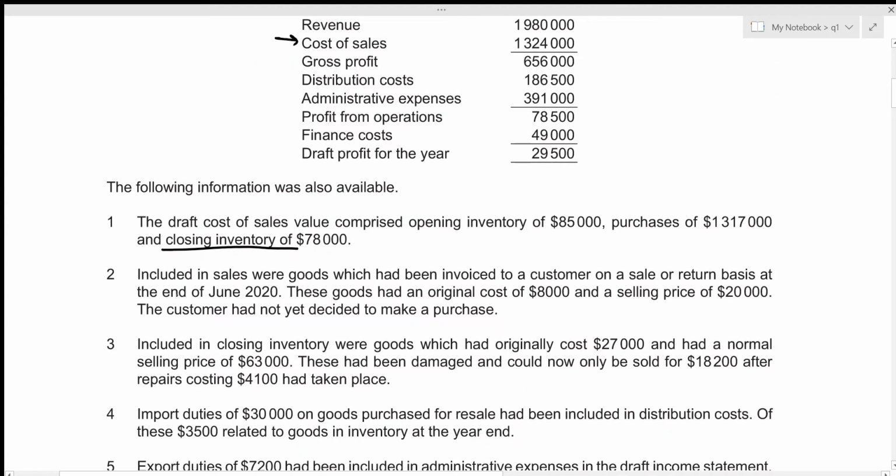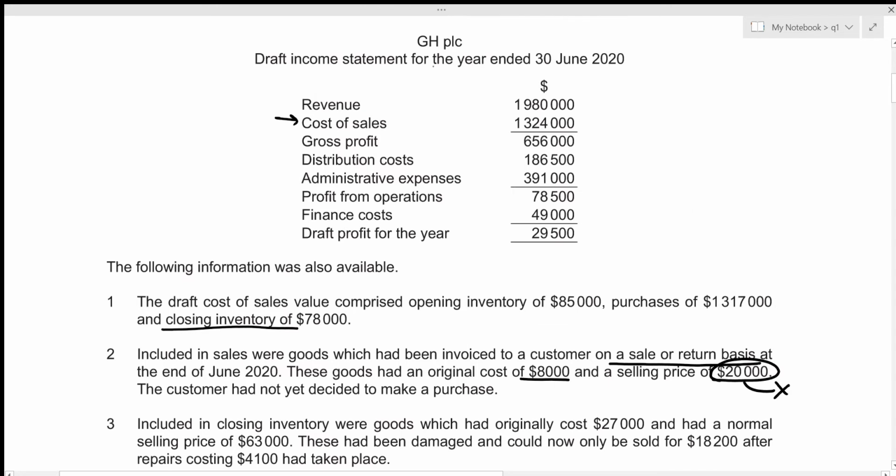Then for the second information, we are told that included in sales were goods which had been invoiced to a customer on a sale or return basis. So whenever we're talking about sales made on a sale or return basis, that value should not be included in revenue, right? And these goods had the original cost of 8,000 and a selling price of 20,000. So like I said before, our revenue should not be including this 20,000. So I'm just going to write it here that this 20,000 should be subtracted. And if we are subtracting its value from the revenue, then we definitely need to add back its value to our closing inventory, right? Since the customer has not yet decided to make a purchase.